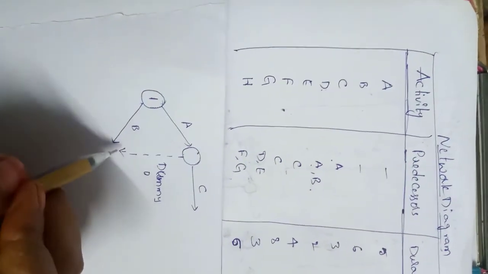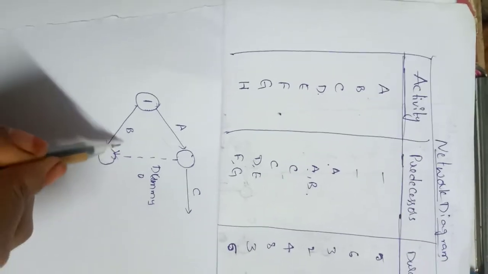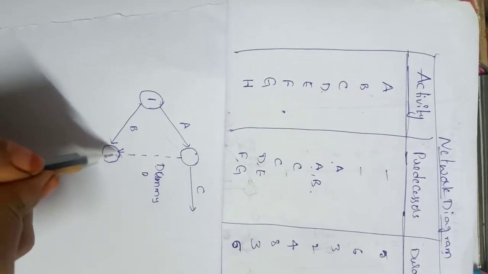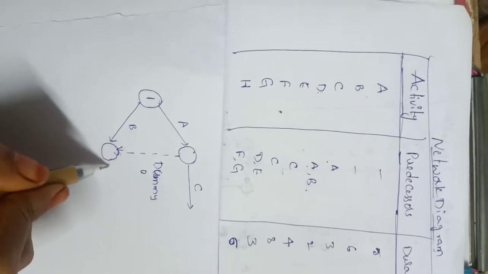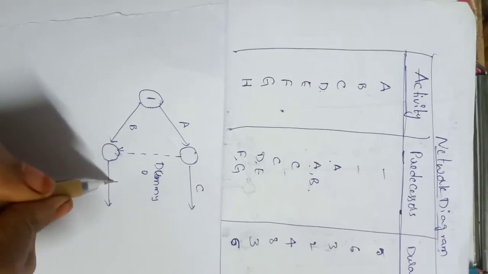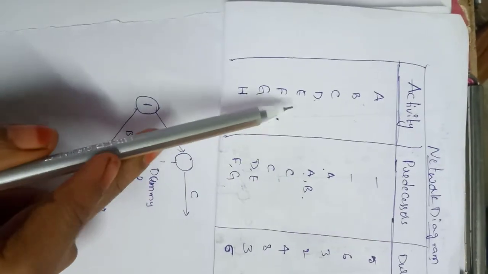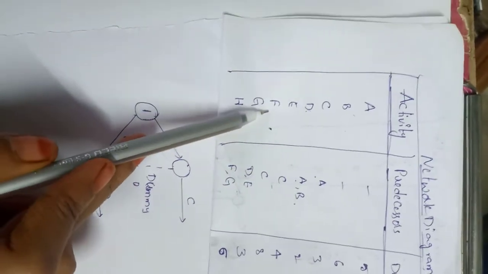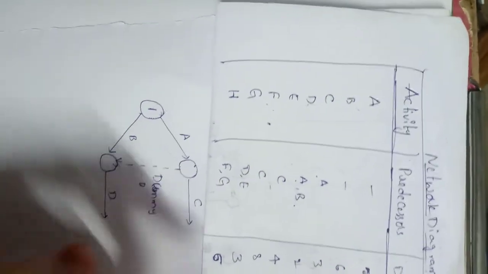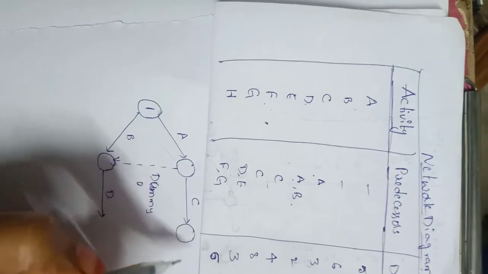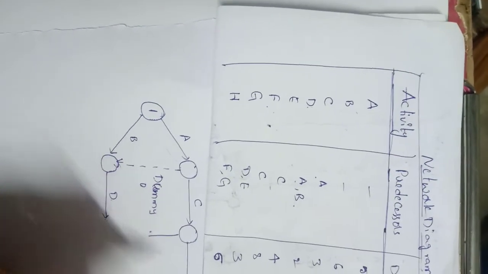So this dummy will be equal to activity A. Now we have activity A and B coming towards this node, so from here we can draw activity D. That is fine. After finishing C and D, we'll move to the next activities E and F. For E and F, we have C as a common predecessor. So from here E and F will be emerging.